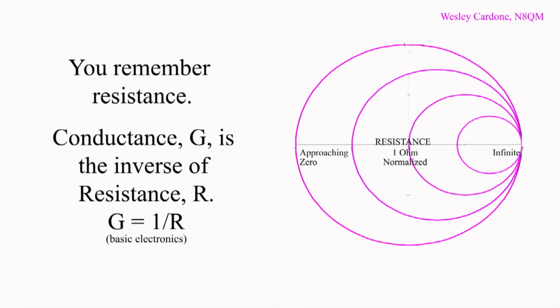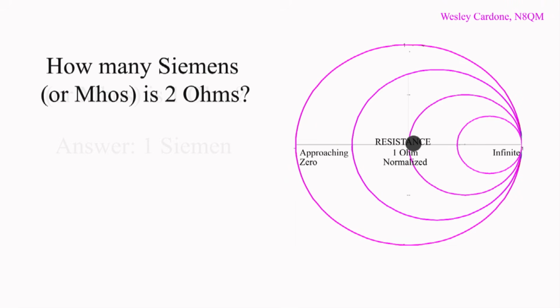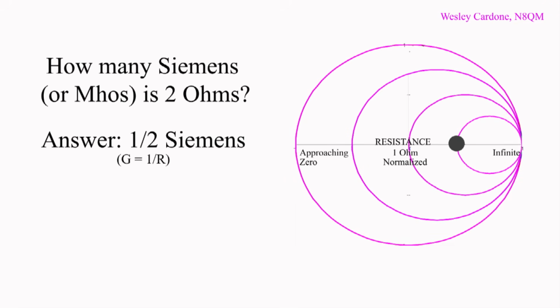Okay, let's take an example. How many Siemens is 1 ohm? Well, let's think. Maybe I did pick a really hard example. Let's see. What is 1 divided by 1? Let me think. Oh, I know. It's... Admittedly, that was a tough one. Let's try one that's a little easier. How many Siemens is 2 ohms? Well, the answer is, what is 1 divided by 2? I don't know. Maybe that was a little hard.